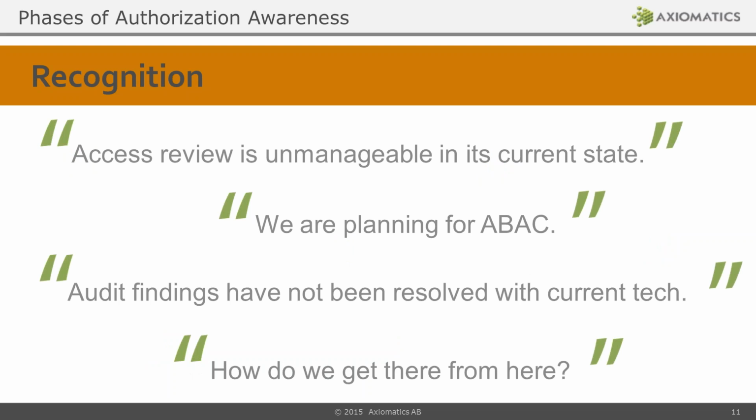that there's definitely issues with, for example, their access review process, and there were some observations about that today and yesterday at the Gartner conference as well. A lot of people are in access review hell, as they characterized it. And these kinds of organizations may be planning for a move to more of an attribute-based and externalized model. They may have issues with audit findings that have not been resolved over time with their current techniques and capabilities, but they're asking themselves, how do we get there from here? How do we move to an externalized and centralized model from the current state that they are in?